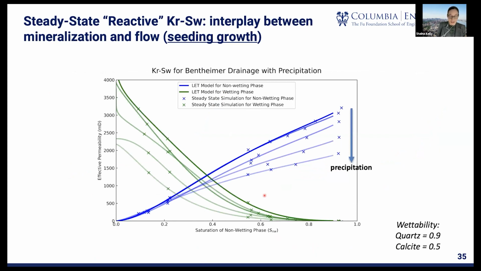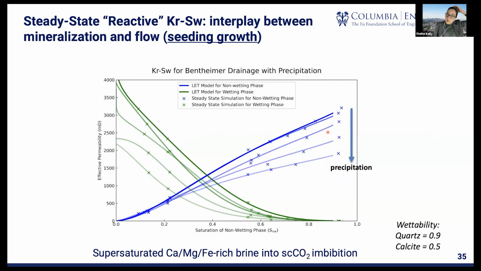So let's look at the seeding case. Here is the rel perm curve, drainage case. You can see this is saturation of the non-wetting phase on the x-axis, and essentially we're looking at the relative perm curve and how it's changing with precipitation. I just realized I assumed most of you have seen relative perm, but for those who haven't, this is just showing the permeability of each phase, like the water and CO2. It could be water and hydrogen if you're modeling that system. It's showing it with changes in saturation.